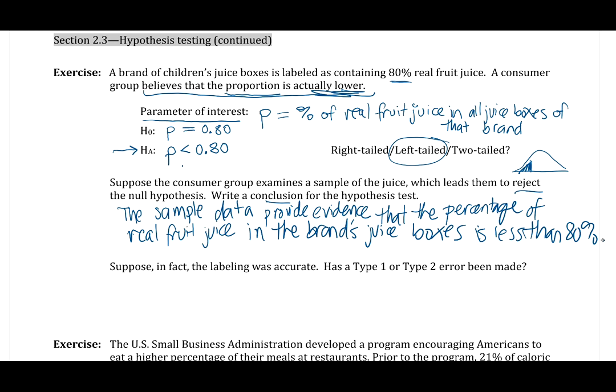Okay, well, sometimes due to our sample data, that actually is an error. Our conclusions from our hypothesis tests could be mistakes. So suppose, in fact, that the labeling is accurate and we just had sample data that led us to the other conclusion. Is this a type 1 or type 2 error? If the labeling is accurate, then the boxes really are 80% real fruit juice. So when we make the error of rejecting a true null hypothesis, that's a type 1 error. So the error of rejecting the null hypothesis and deciding that the percentage of real fruit juice is under 80% when really it is 80% is a type 1 error.